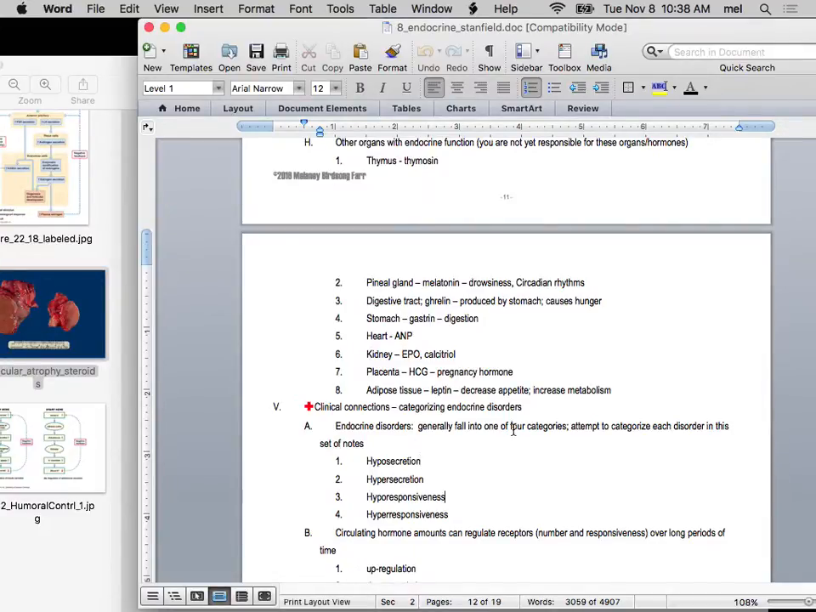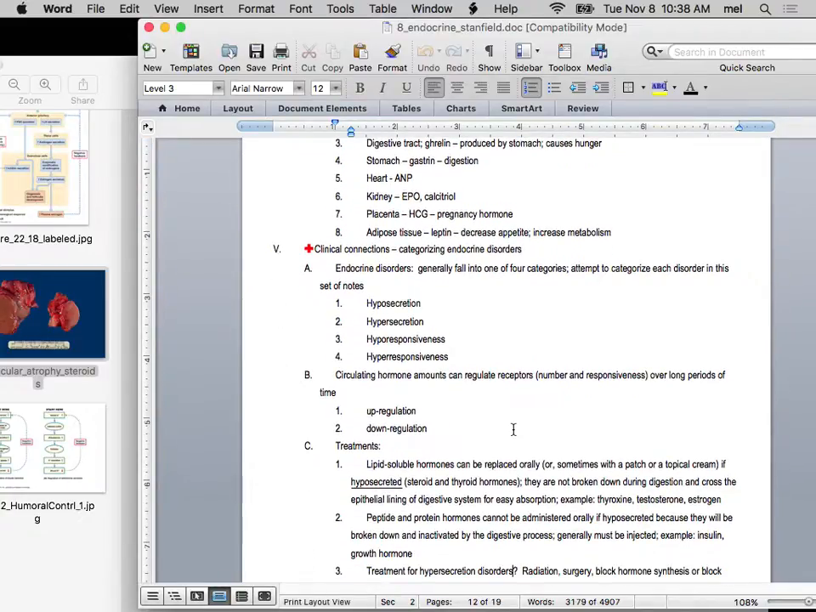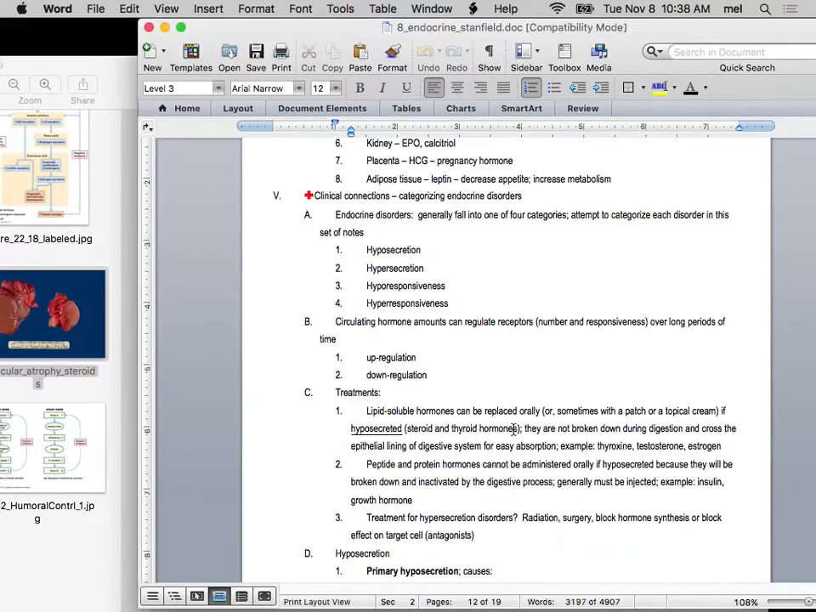Okay. All right. So clinical connections. Let's start doing these. So we're done with hormones. Woo! And we've already learned all of the endocrine disorders too, but now I'm going to teach you how to categorize them, okay? So we're not learning any more disorders. We're just trying to figure out how to categorize them.